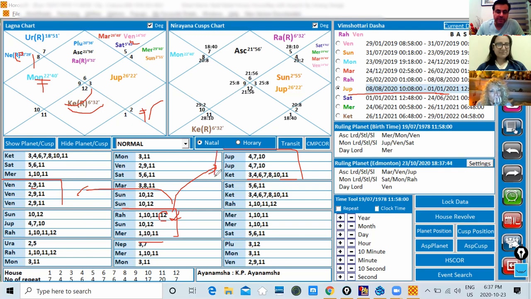Now, if this person says, okay, I want to put some money in stock trading for a quick shot, let's say for a few weeks and then get something out of it, will I be in profit? Will there be profit or losses? Will I gain or lose? The same period, Rahu, Venus, Jupiter. So which is the house of speculation again?